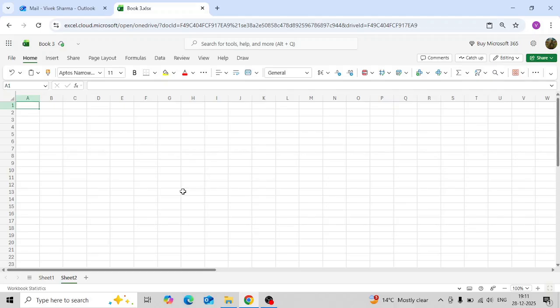Okay, so let's see how to create an amortization table. Okay, so let's take an example. Suppose you have taken a loan of 100,000 or 1 lakh, let's say. So the loan amount is 1 lakh. Okay, now the rate of interest, let's say it is 10%.